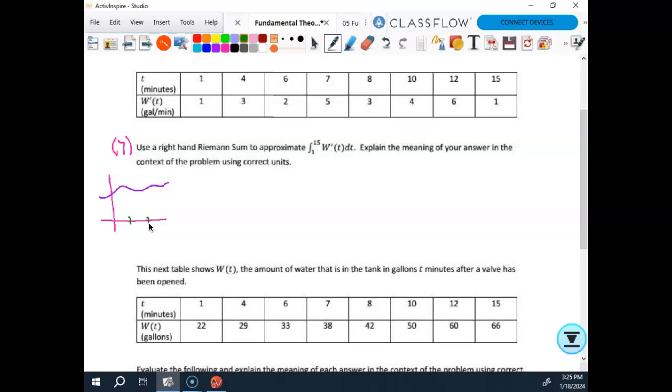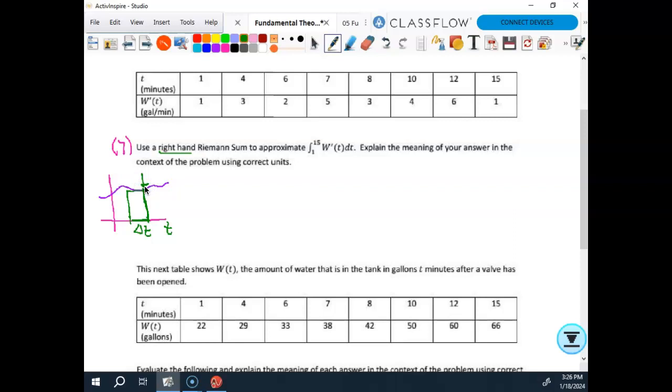This says if I want to use a right-hand Riemann sum, if this is my interval, and since this is t, this is going to be my change in t here. That's what this is. This is my delta t. Right-hand Riemann sum means I use that right-hand side and draw to the left. So the base of my rectangle is the change in t. The height is whatever the height is on the right-hand side because it is a right-hand Riemann sum.